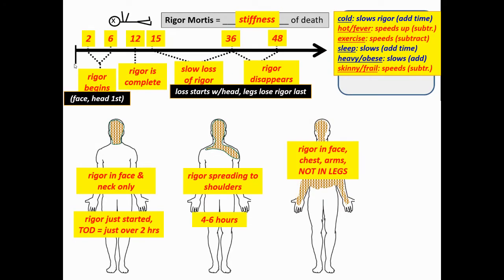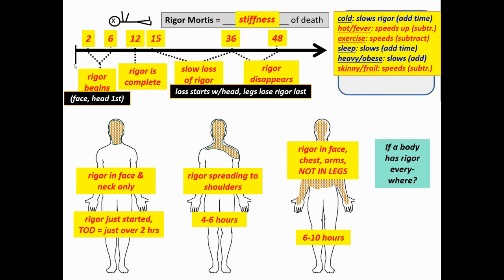If we have a body that has rigor in the face, the chest, and the arms, but not yet in the legs, okay, that's going to be from 6 to 10 hours. Again, the legs won't show full rigor until 12 hours. And remember, rigor starts to fade from the face at first. So rigor has not yet started to fade, but it hasn't reached the legs yet. So we're not at the 12-hour mark yet.